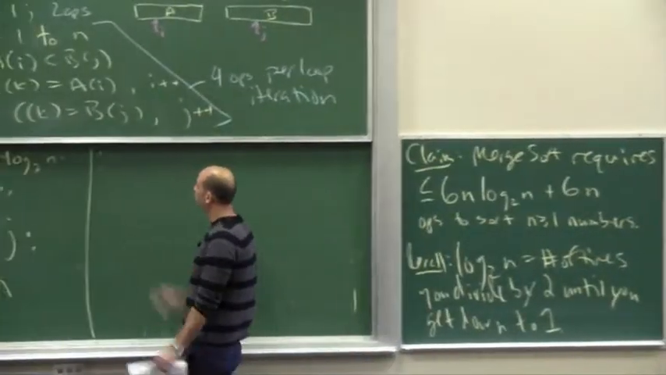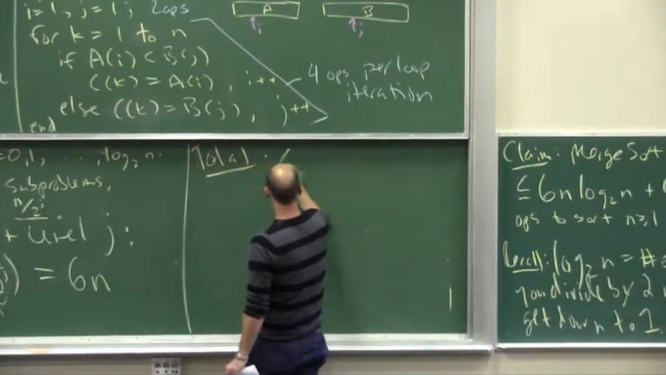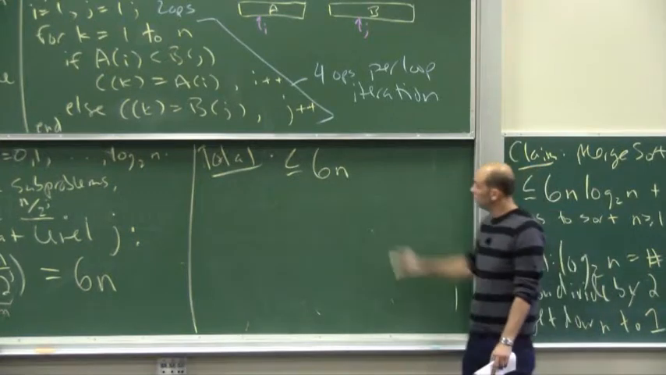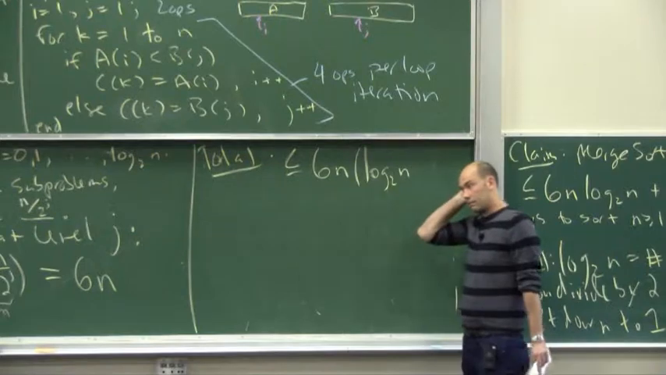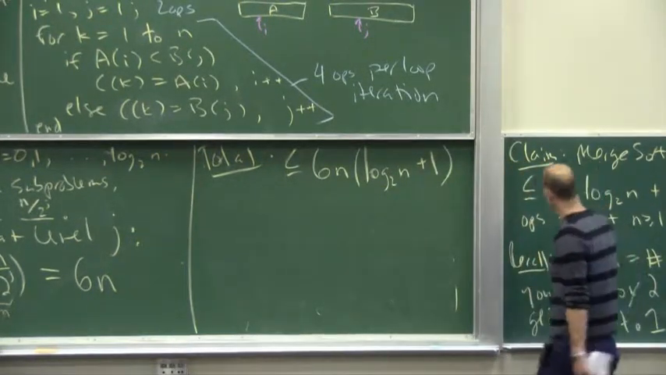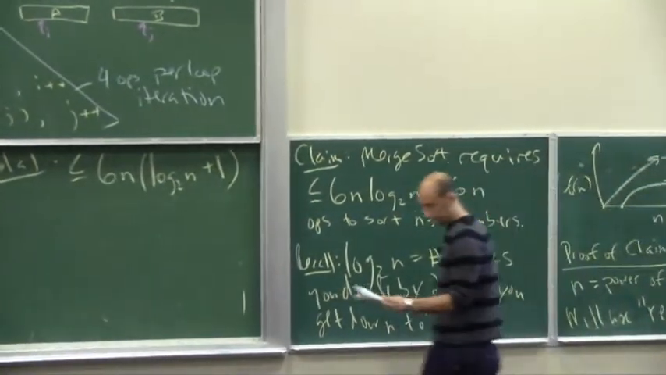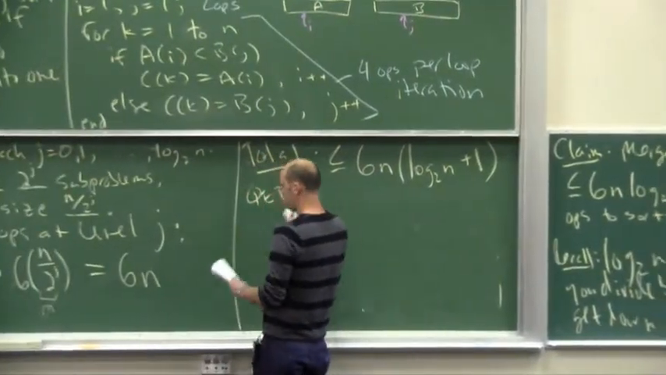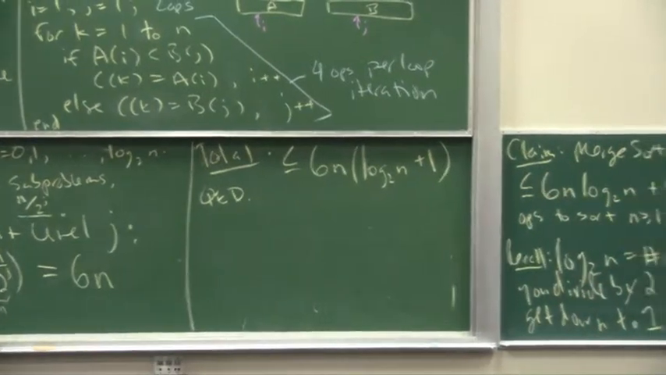So what's the total? So the total is, well, we do at most 6n per level. How many levels are there? Log base 2 of n plus 1, because we're actually starting counting the levels at 0, and this is exactly what I promised you. Okay? So QED. All right? So that's the runtime analysis of merge sort.